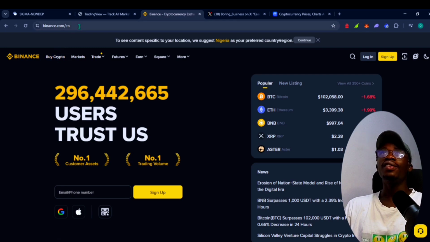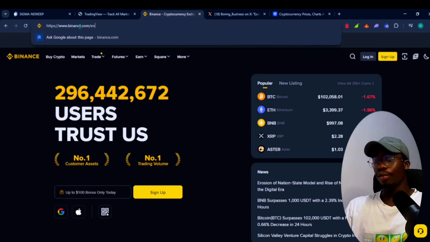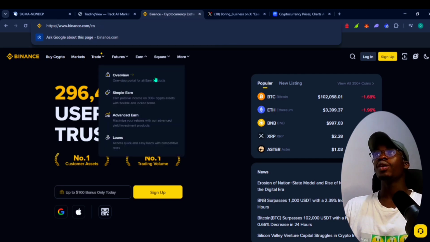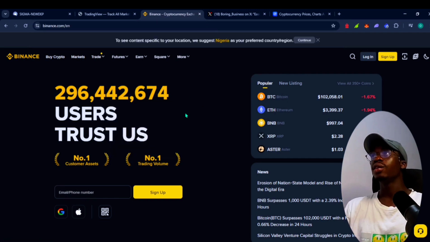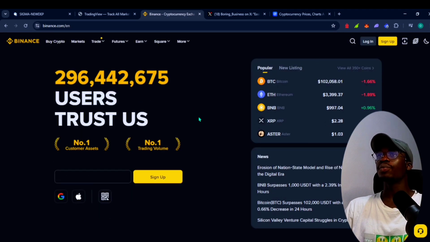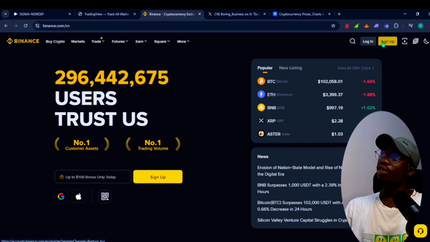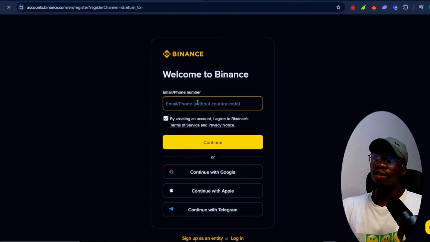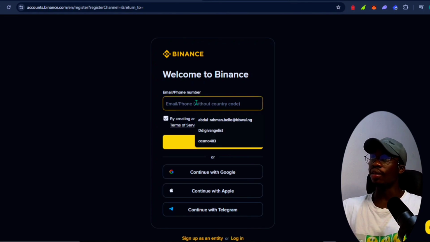To start with, the first thing you have to do to get on board to Binance is go to the website binance.com, and when you click the link or input that, it's going to bring you to this particular interface, and you can either log in or sign up. For those of us that are new users on this particular app, you have to use the sign up button. And after you click the sign up button, you're going to be presented with this particular interface.